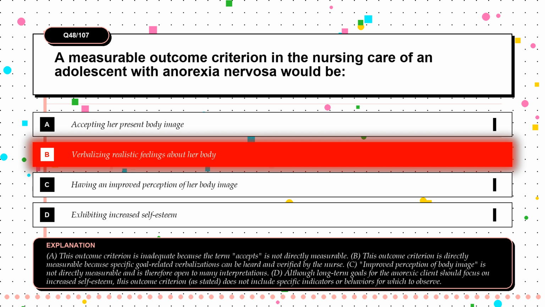C. Improved perception of body image is not directly measurable and is therefore open to many interpretations. D. Although long-term goals for the anorexic client should focus on increased self-esteem, this outcome criterion, as stated, does not include specific indicators or behaviors for which to observe.